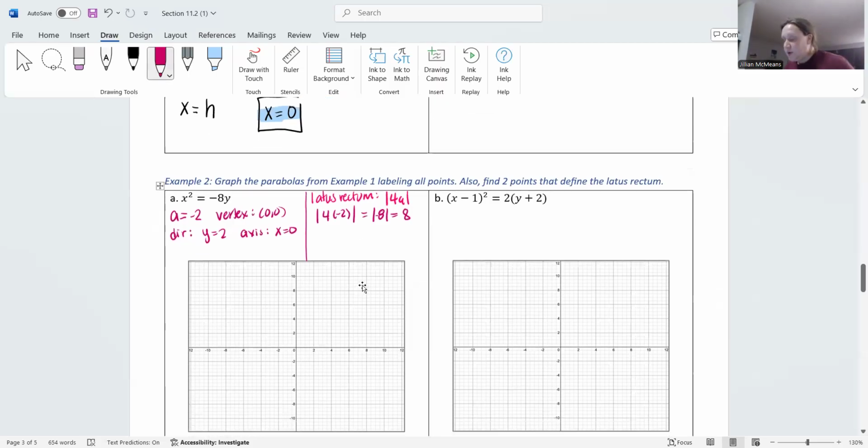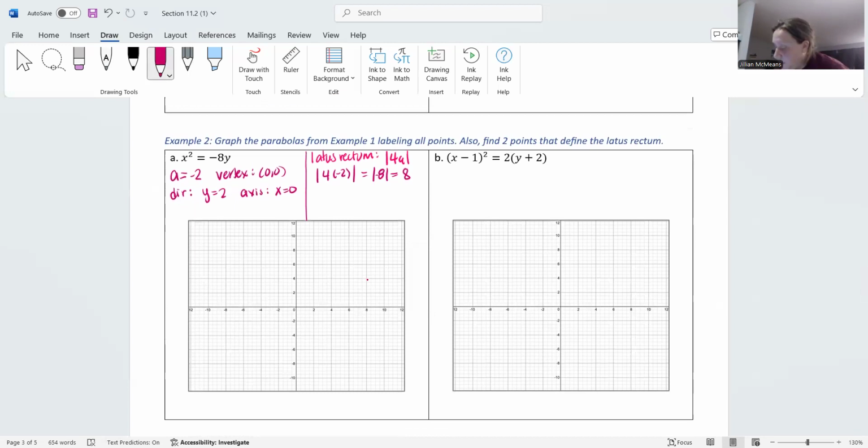All right, so let's do some stuff here. We want to go ahead and plot the vertex. That's this point right here. Oh, I forgot to put our focus. The focus was 0, -2, so we can go down here. That's our focus. We know the directrix was y equals 2, so that's this line right here. We know this is 2 units, this is 2 units. So we can start thinking about this idea of a latus rectum.